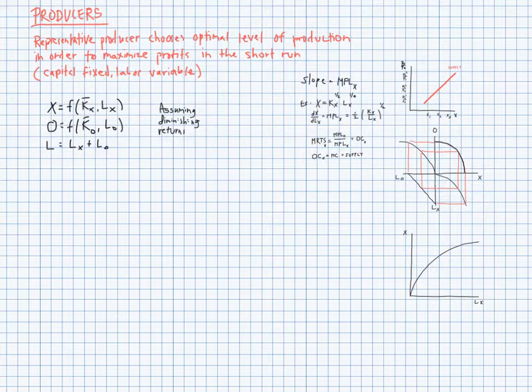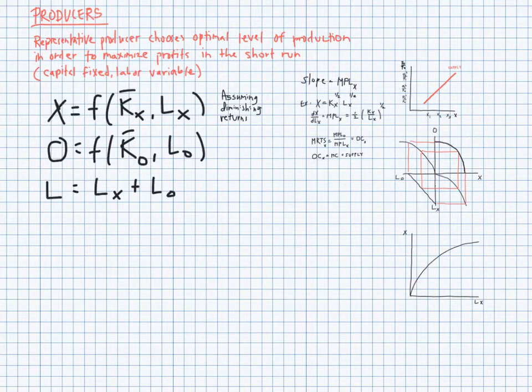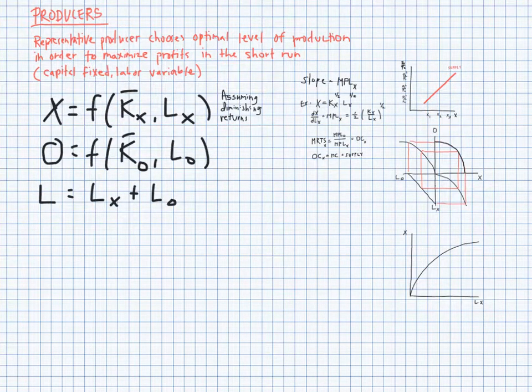And the first thing we would have then is these production functions here. I'll move these, make it a little bit bigger here. So you can see that when we produce X, it's a function of how much capital you have and how many workers are in the X industry. And when you produce O, it's a function of capital used in the O industry and the number of workers in the O industry.